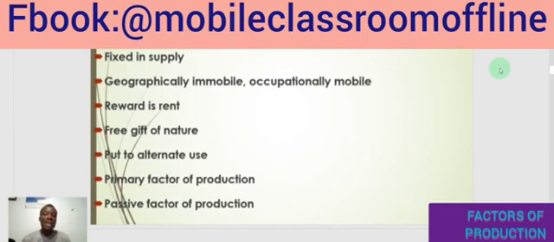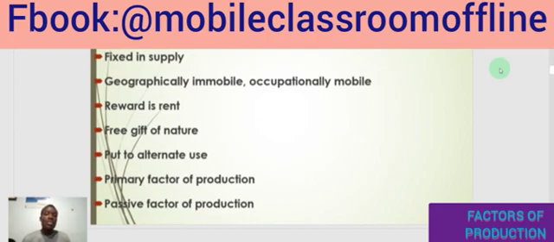There is also a primary factor of production. What it means is that it is also needed at the primary level. The primary factors of production are land, labor, and capital. These are the basic things that you need first before any other resource will come.